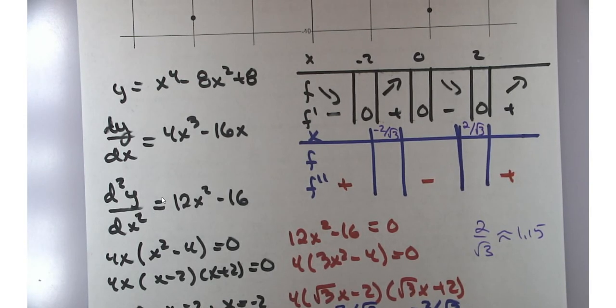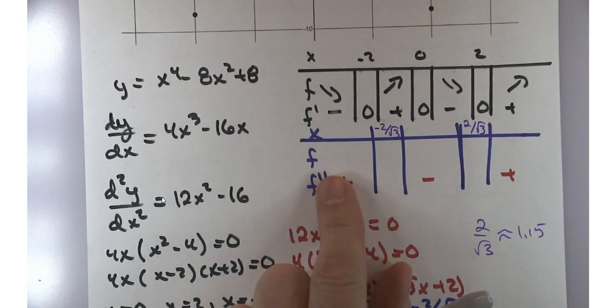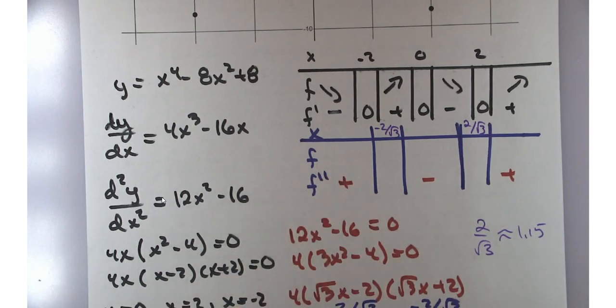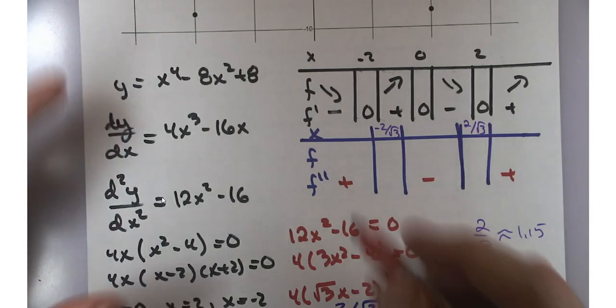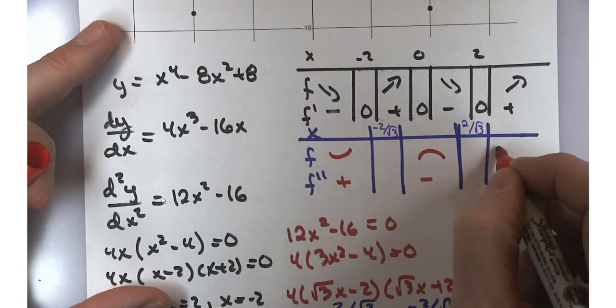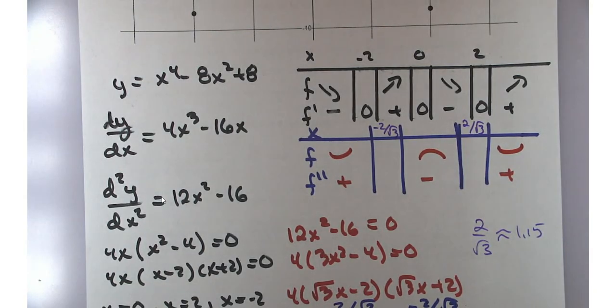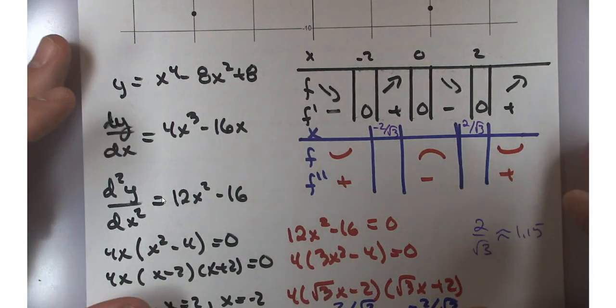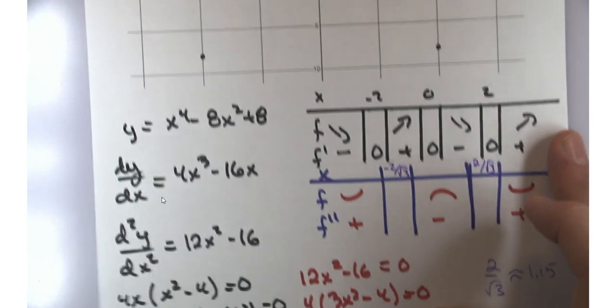Rahana, what's that telling us about the function here? Concave up, concave down, and concave up. Nice. So now you've got enough information to try and piece together this function.